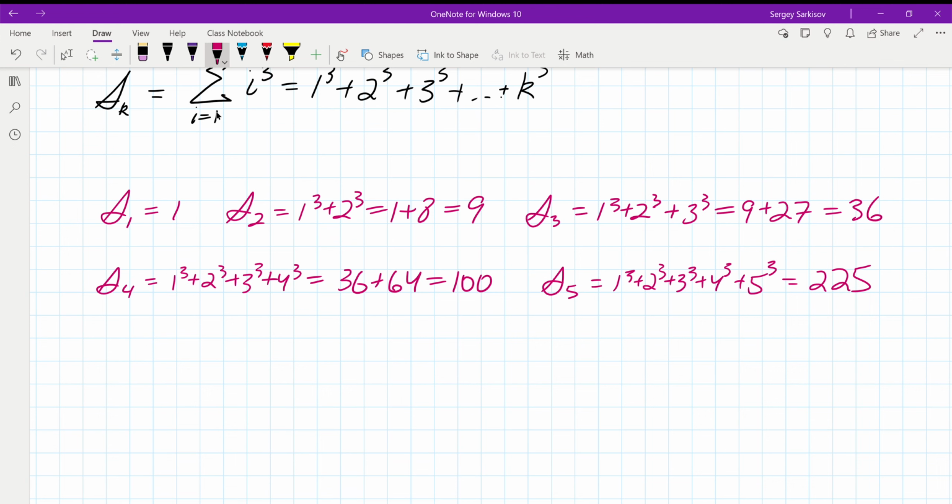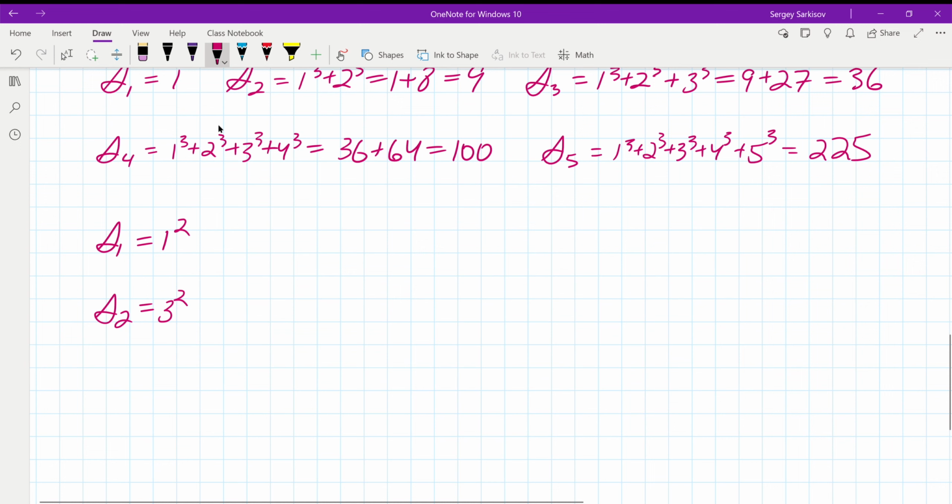So we can not only show that S_k is going to be a perfect square, right? But it's something special about a perfect square. Watch this. S1 is equal to 1 squared, right? 1 is 1 squared. S2 is equal to 3 squared. See the 9? It's 3 squared. S3, 36, what is that? That's exactly 6 squared. And what is S4? S4 is 100. That's 10 squared. And S5, finally, is 15 squared, right?